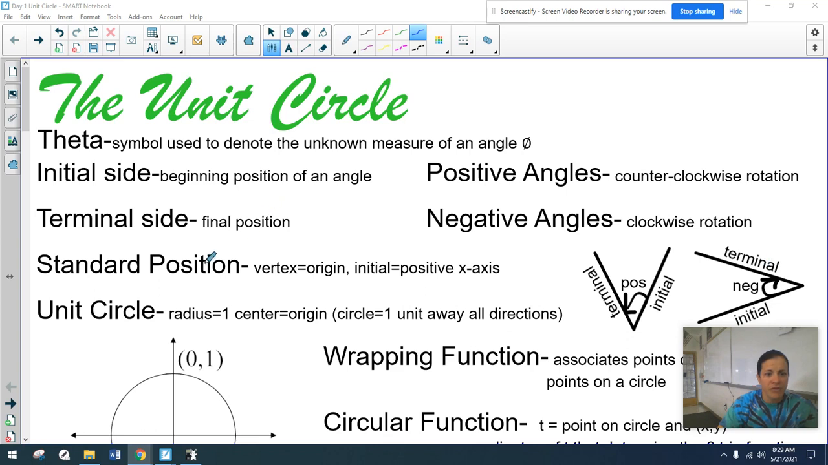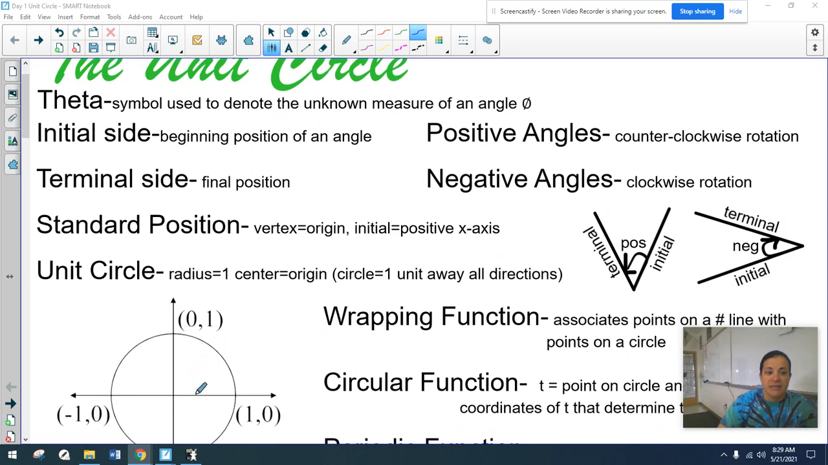Okay? Standard position. Standard position is when you're talking about an XY axis and your vertex is going to be the origin at 0, 0. Okay, your initial side is going to be the positive x-axis. So standard position would be like an angle in quadrant 1, pretty much.